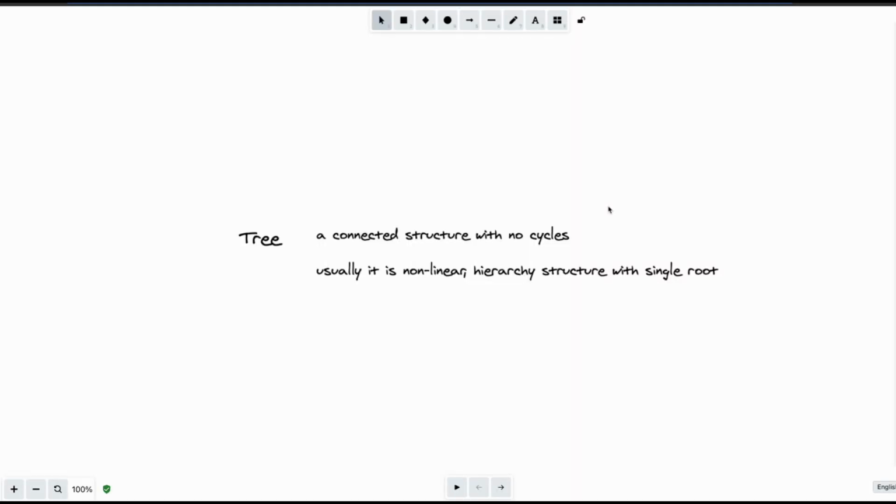So today I will share a data structure called tree. I believe tree is not very unfamiliar to you guys. The tree is a connected structure with no cycles. That's a good definition given by graph theory. Usually it is a non-linear hierarchy structure with a single root. So let's see what it is.